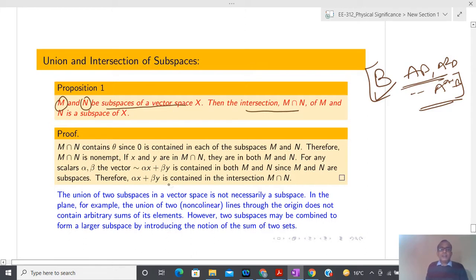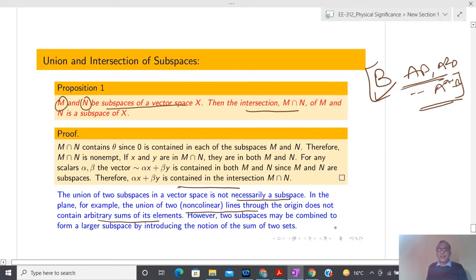Okay, and after that, obviously if you take any combination and intersection, then that will lie inside it. Due to that reason, the intersection of two subspaces is still a subspace, but the union is not. So the union of two subspaces in a vector space is not necessarily a subspace. Sometimes it might be possible, but not always. For example, the union of two non-collinear lines through the origin doesn't contain the arbitrary sum of the elements.